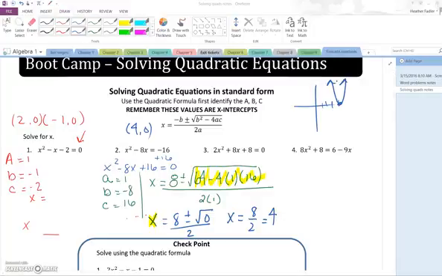Okay, I'm going to leave number 3 if you need extra practice. I would like to hop to number 4 so we don't run out of time here. So it needs to be equal to 0, so I need to move some stuff over.